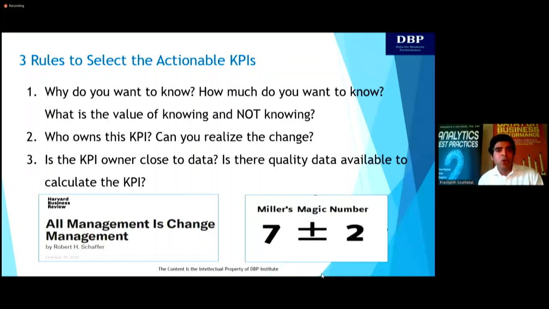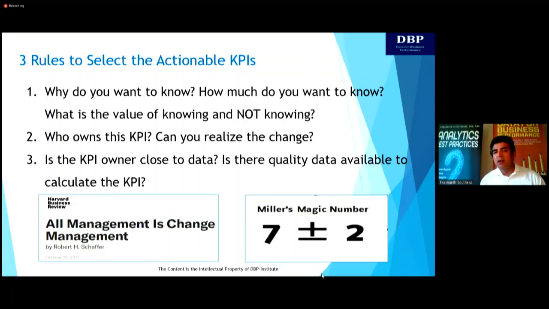Given that in the post-COVID world, whatever business models we had before 2019 or 2020 are even questioned these days. And now when you say, I want insights from 2012 data, it doesn't make any sense when you talk about 2022. So I generally tell my clients about 2 years of data is what you should be looking for when you want to derive insights. 3 rules. Why do you want to know how much, and what is the value of knowing and not knowing? What do you lose by not knowing those insights?